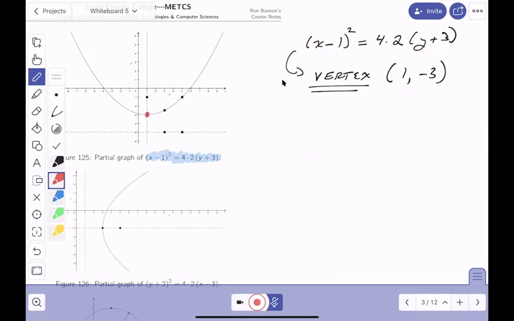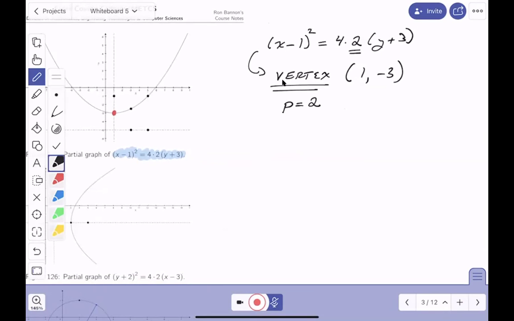Okay. The other thing we get from this form, which is standard form, is what's called the P number. This is the P number over here. So the P is 2. When it's in this form and P is a positive number, which this is, it means the parabola is going to open up. And what's the P? The P is the distance in from the vertex to the focus.